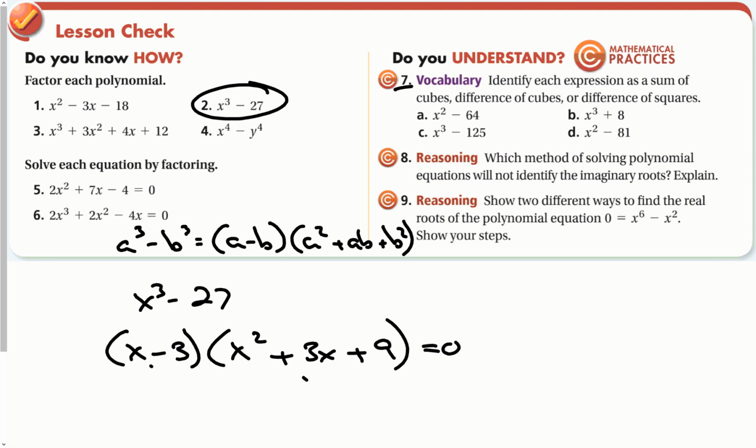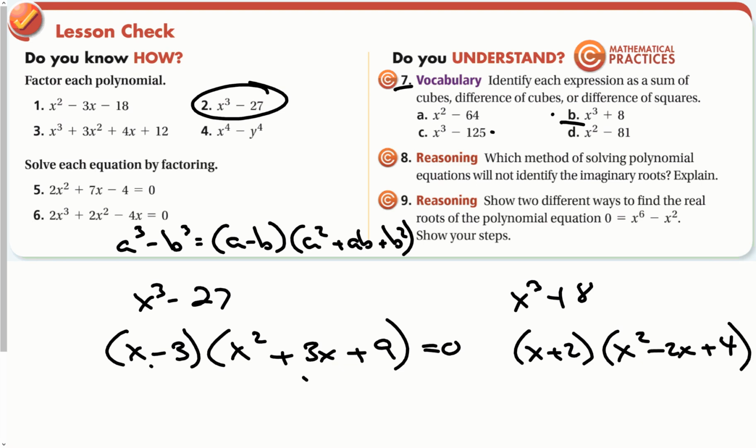Looking at number 7 real quick, identify each expression as sum of cubes, difference of cubes, perfect squares, or difference of two perfect squares. Easy as that. Focus on the variable and decide whether you're going to use an old technique or a new technique. We haven't done a sum yet, so let's factor the sum. X to the third plus 8 will factor into x, same sign, opposite sign, always positive. The formula is the same here. The pattern is the same. The difference is the signs. And that is 5-3, solving polynomial equations.